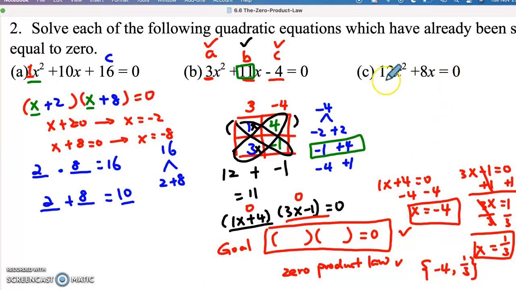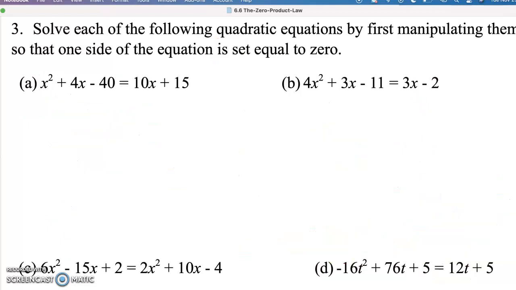I'm gonna skip C. This is easier than A and B because you only have 2 terms. Okay, so factor binomial, take out the GCF. For question C, I'm gonna just talk about the first step.